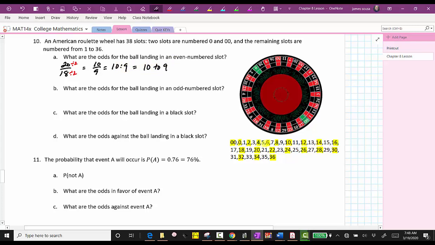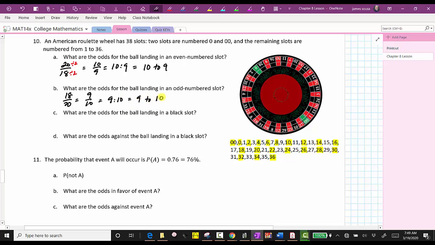For part B, what are the odds for the ball landing in an odd numbered slot? Well, looking back at the number list, there are 18 odd numbers, and therefore there are 18 favorable outcomes, and there are 20 even numbers, meaning there are 20 unfavorable outcomes, and therefore the odds of landing on an odd numbered slot are 18 to 20, which simplifies to 9 to 10, which again can be written in multiple ways.